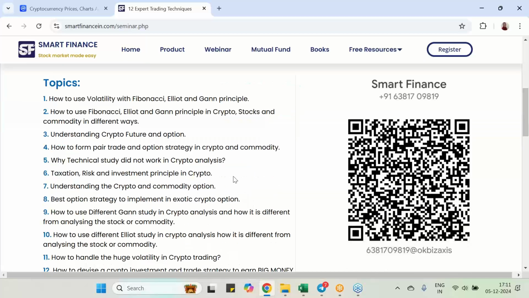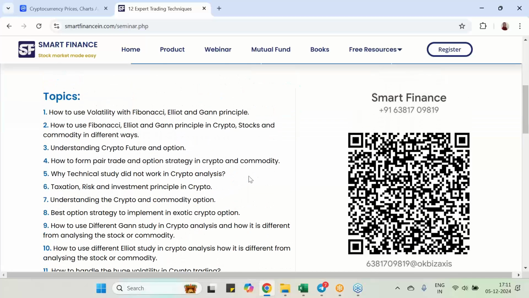12 very important concepts will be discussed here. First, I will be starting with how volatility can be added with Fibonacci study, Elliot study and Gann study. Those who are the old participants will know this is our prototype technique. This is our copyright protected technique and this is our unique technique for intraday and positional trade analysis. Smart Finance unique technique. Most of our softwares are based on that.